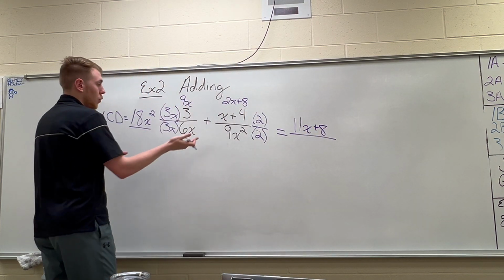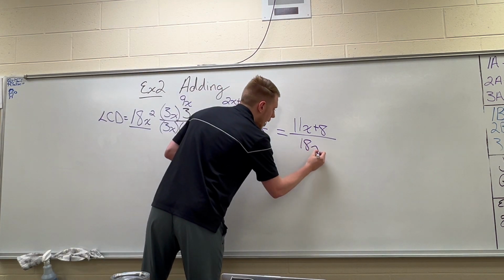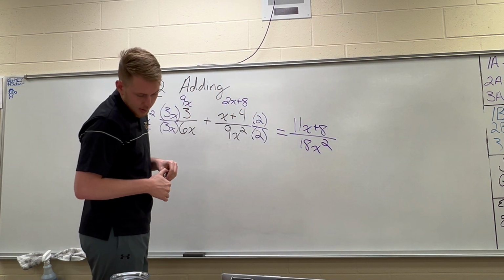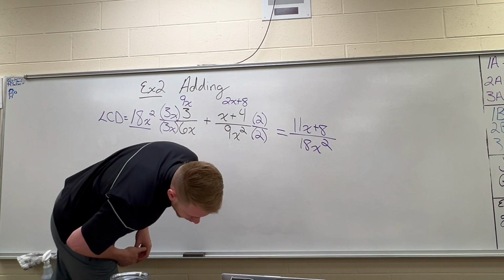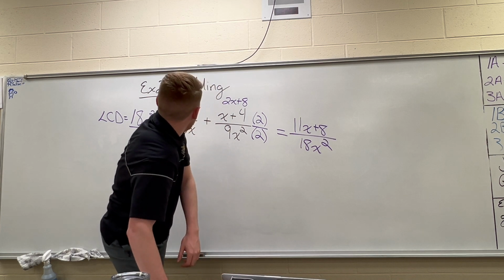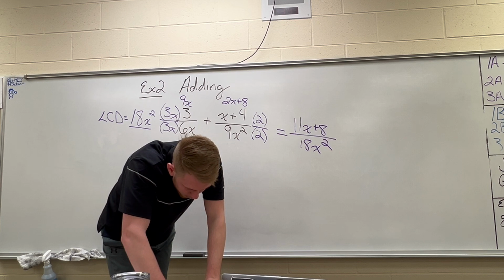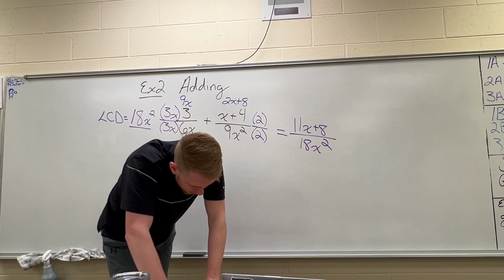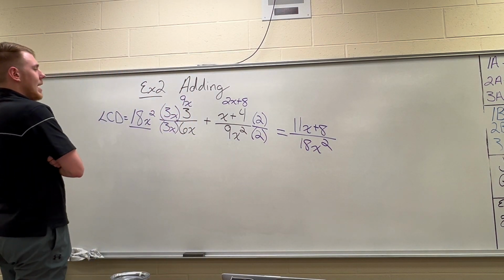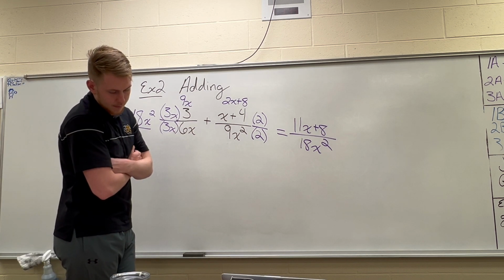This is all over, what's my lowest common denominator? 18x squared. 11x plus 8. Hold up. 11x plus 8. 3 times 3x, 9. Yeah, plus 8. I don't know where you get it. That's a misprint. But 11x plus 8. That's all you had to do for that one.